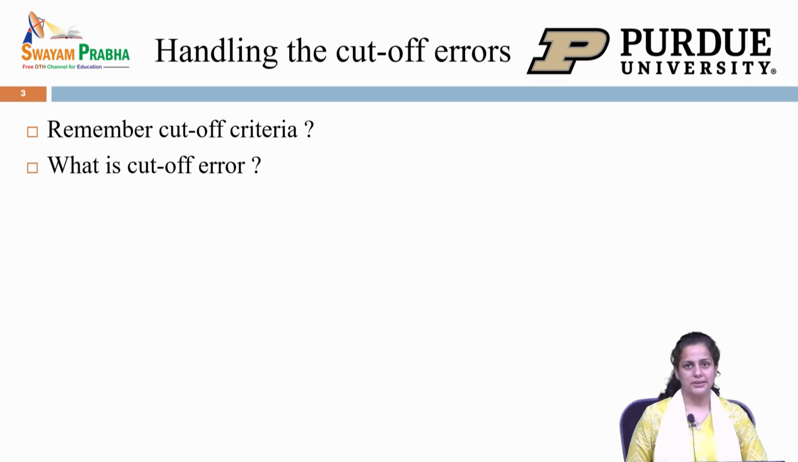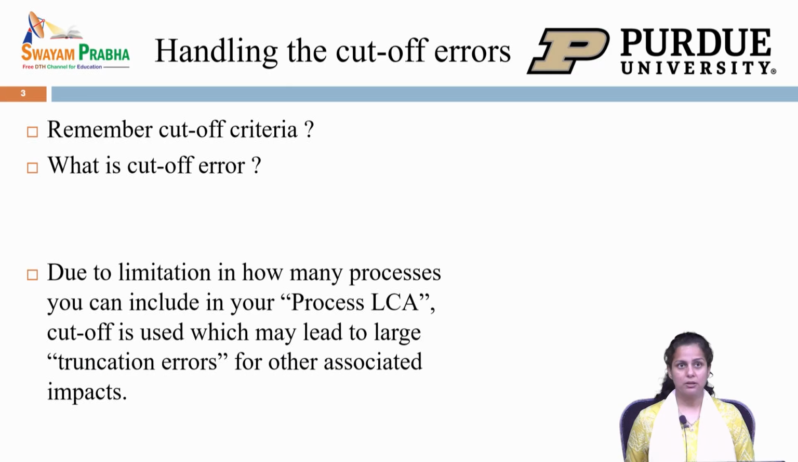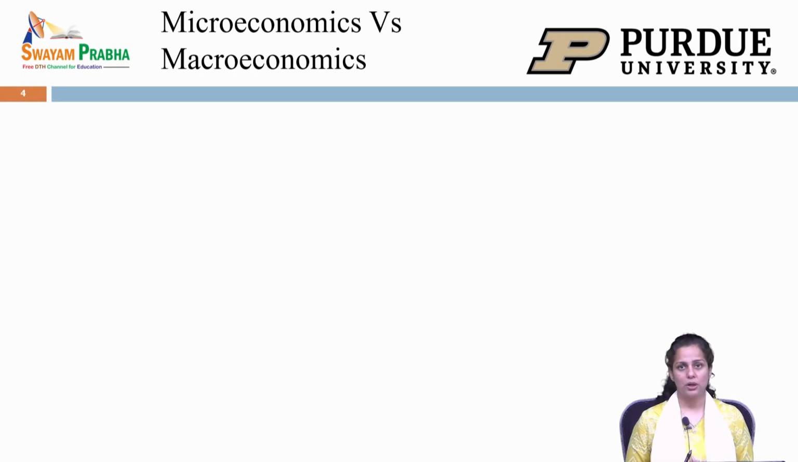So, if you remember process LCA, we talked about the cutoff errors and the cutoff criteria. So, what is cutoff error? When in process LCA we select the most important processes, we are missing out on a lot of indirect impacts. Due to the limitation in how many processes you can include in your process LCA, a cutoff is used, which may lead to large truncation errors for other associated impacts. Hence, process LCA is known to suffer from missing out some critical impact categories due to this truncation error. To overcome this, we use a macroeconomic model.